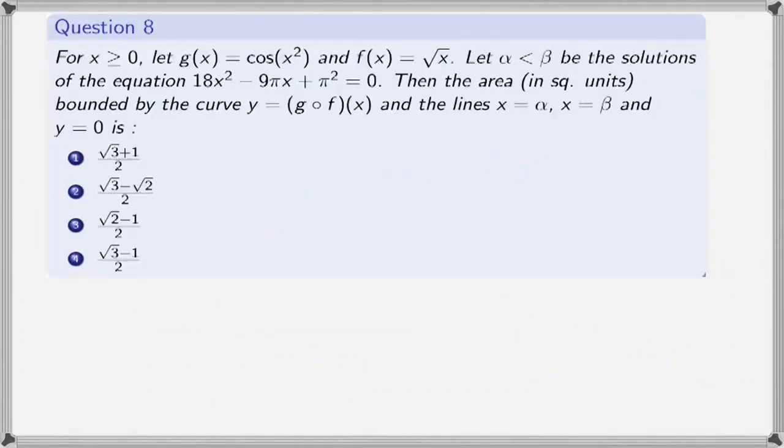For non-negative real numbers x, let us consider two functions g(x), which is given by cosine of x square, and the function f(x), which is given by square root of x. We are given here one quadratic equation 18x square minus 9 pi x plus pi square is equal to 0, and two solutions of this quadratic equation are alpha and beta, so that alpha is strictly less than beta.